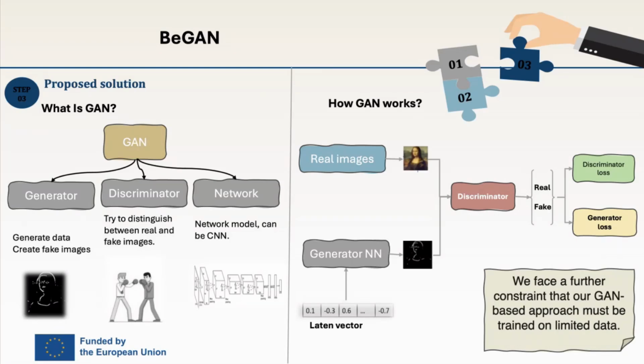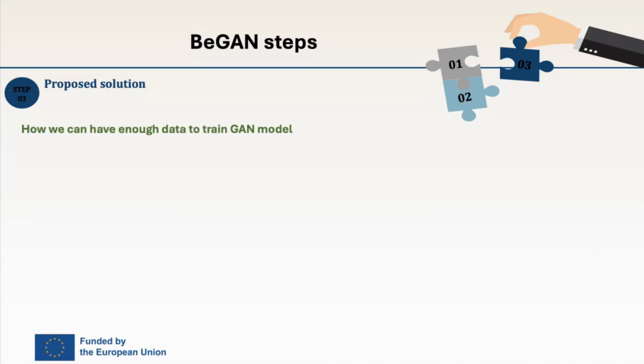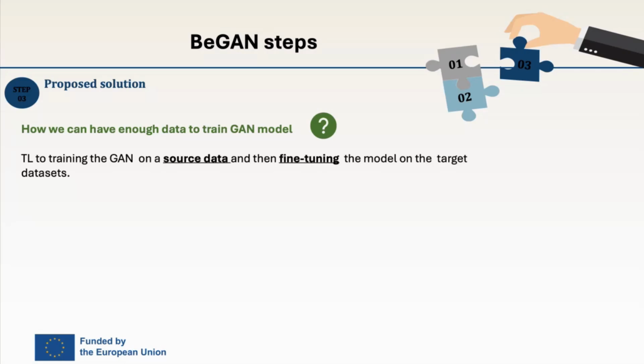But when we talk about GAN, we talk about a model that needs a huge amount of data to be trained. According to this problem, we only have a small number of benchmarks, and we can't provide the model with the amount of data needed to train a GAN. So in the next slide, we will see how we can have enough data to train a GAN model. Since we don't have enough data to train the GAN, we will use transfer learning to train the GAN on source data, and then fine-tune the model on the target dataset.